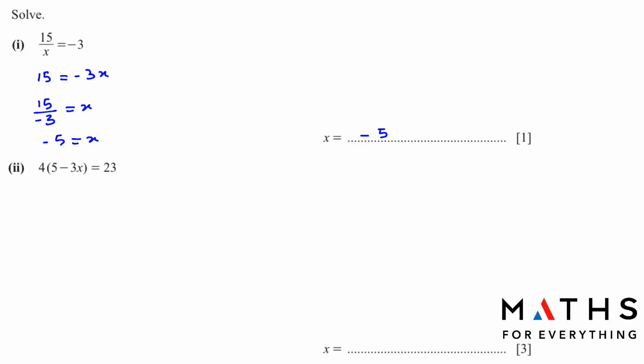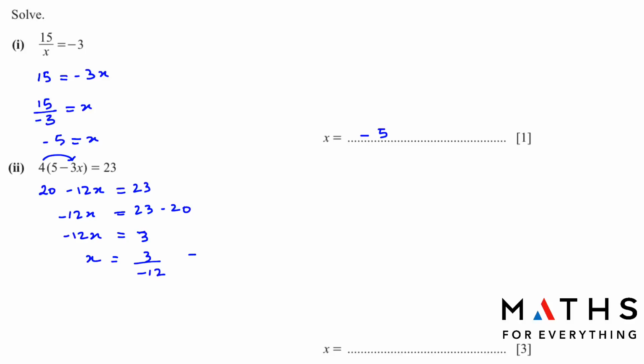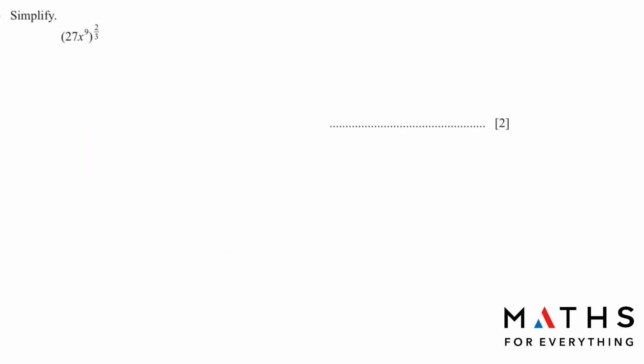For the next question, expand the bracket. 4 multiplied by 5 is 20, and 4 multiplied by negative 3 will give you negative 12x is equal to 23. 20 will move to the other side. 23, the positive 20, when it moves to the other side, will become negative 20. So negative 12x is equal to 3. This is a multiply. When I move to the other side, it will be a divide. The answer is negative 1 over 4.